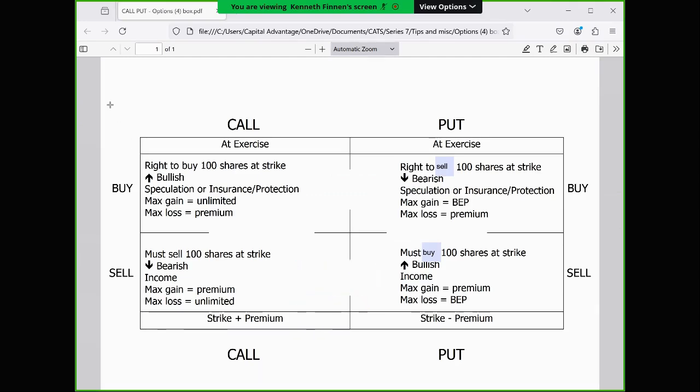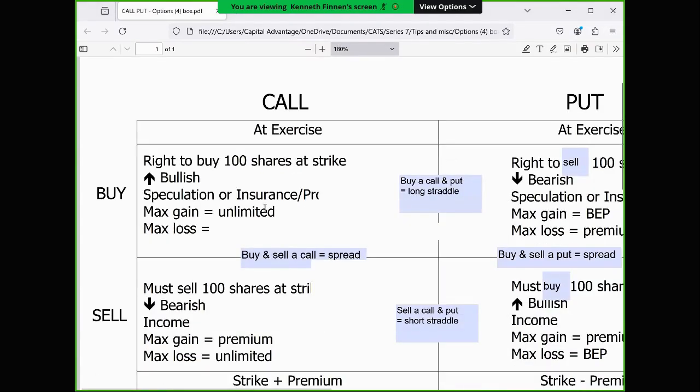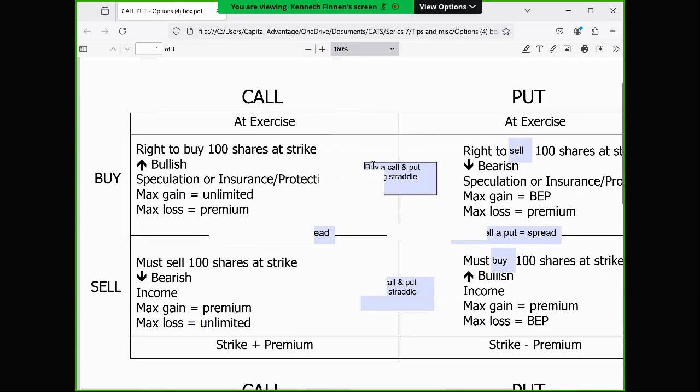So if I buy a call by itself, what's my max gain? Feel free to look at the chart. If I buy a call, what's my max gain? Unlimited, because the stock can go up forever. What's my max loss? Premium. Whenever you buy something, the most you can lose is what you spent.